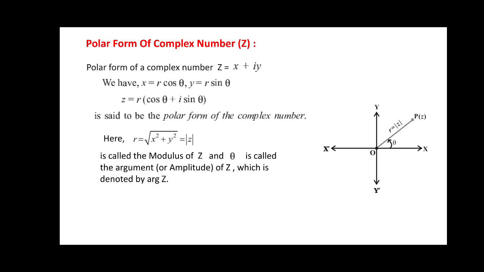Students, try to remember the polar form, that is z equal to r into the bracket of cos theta plus i sin theta.